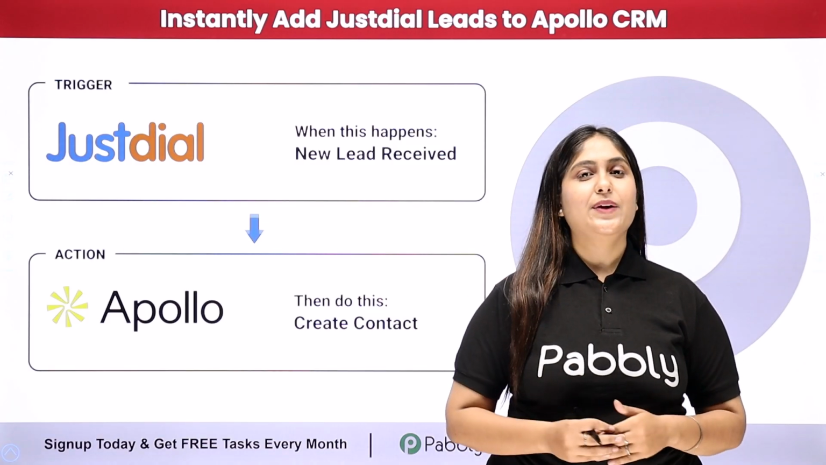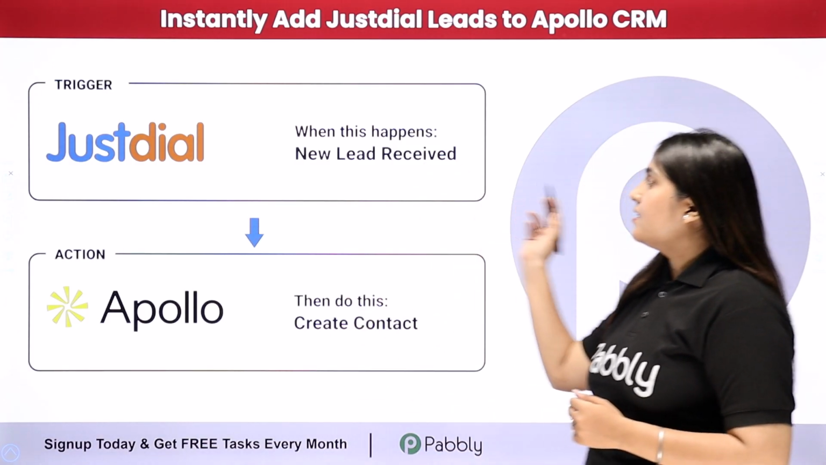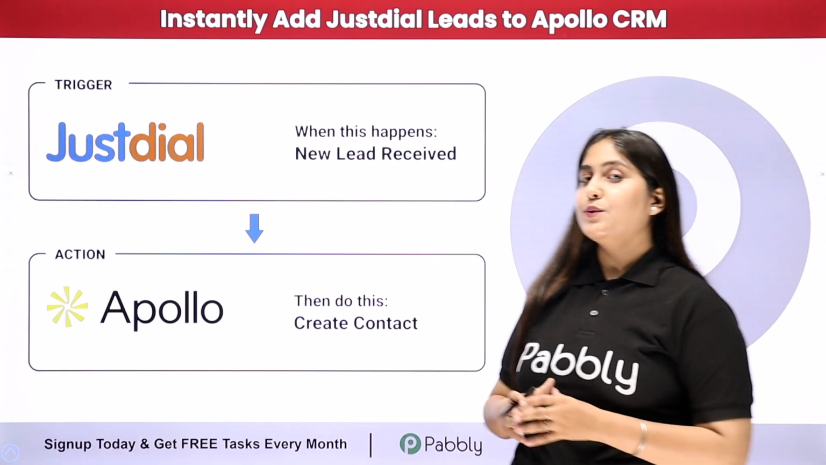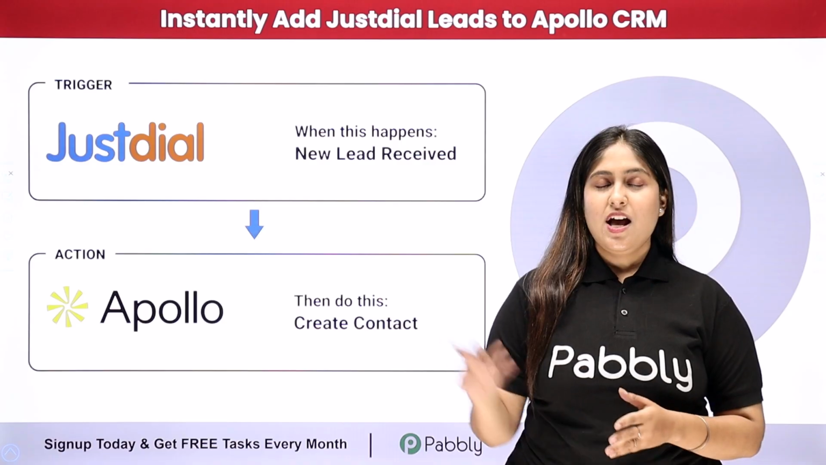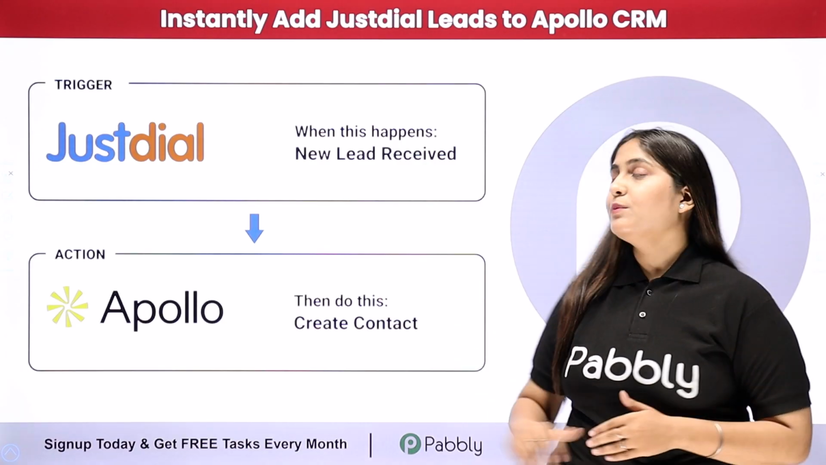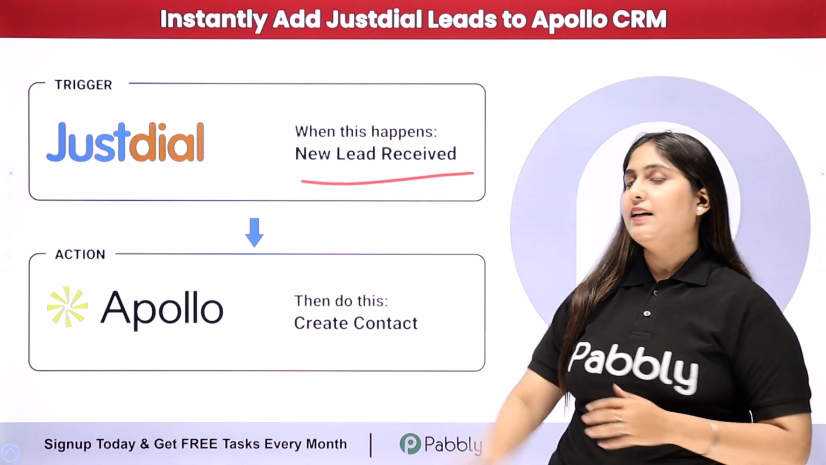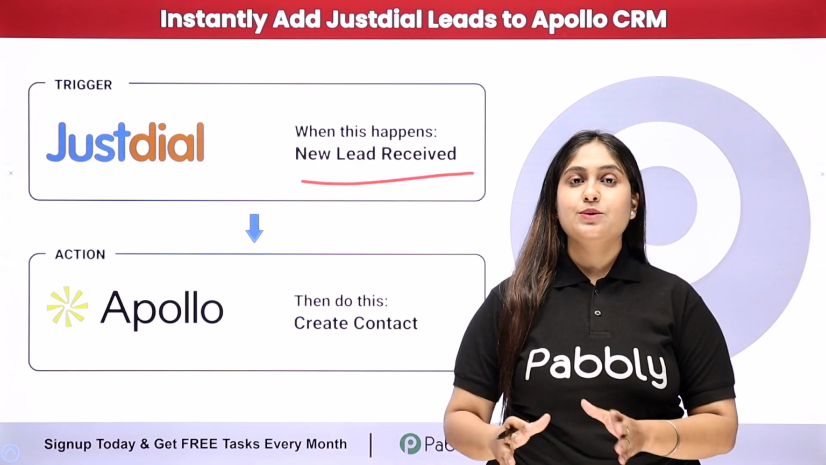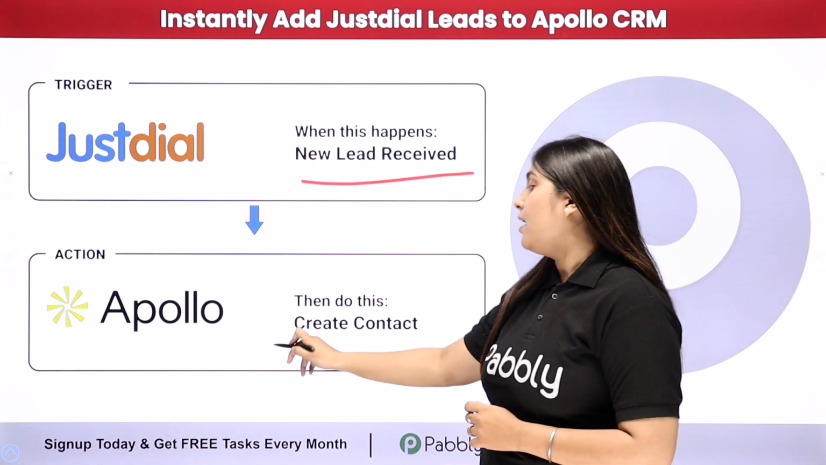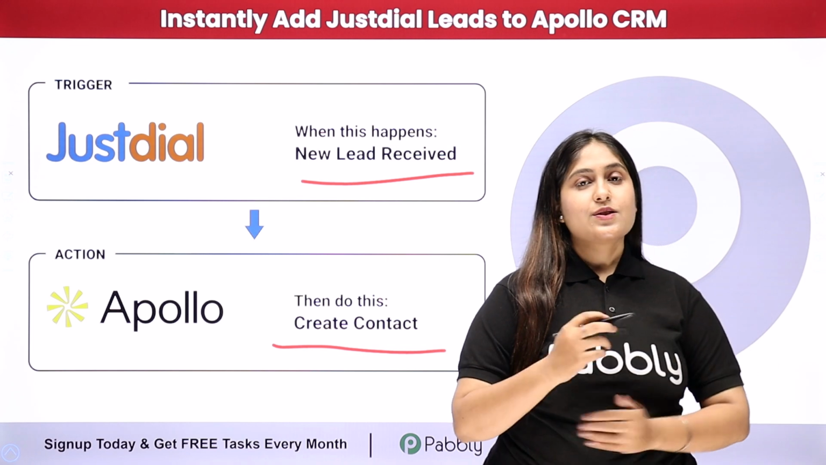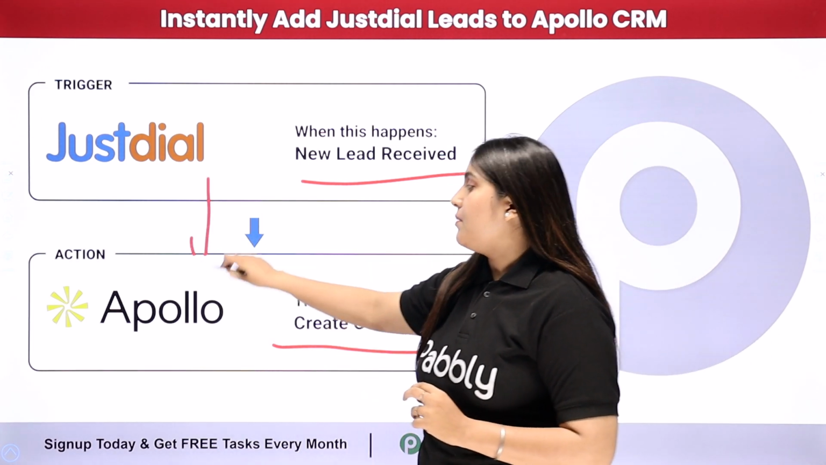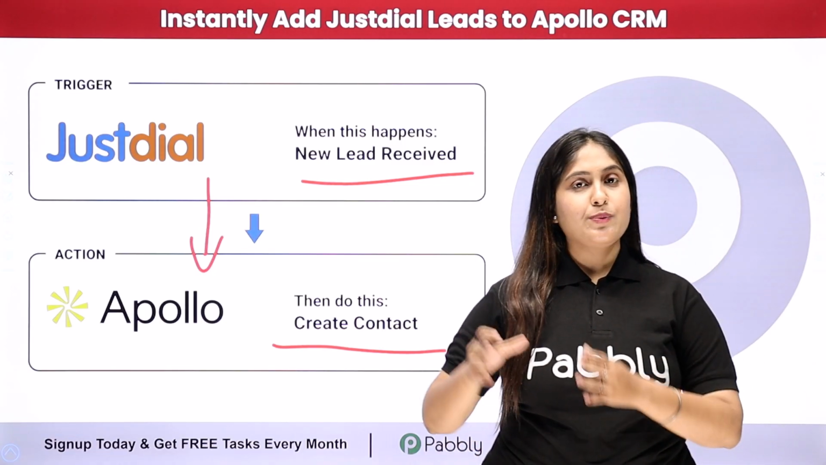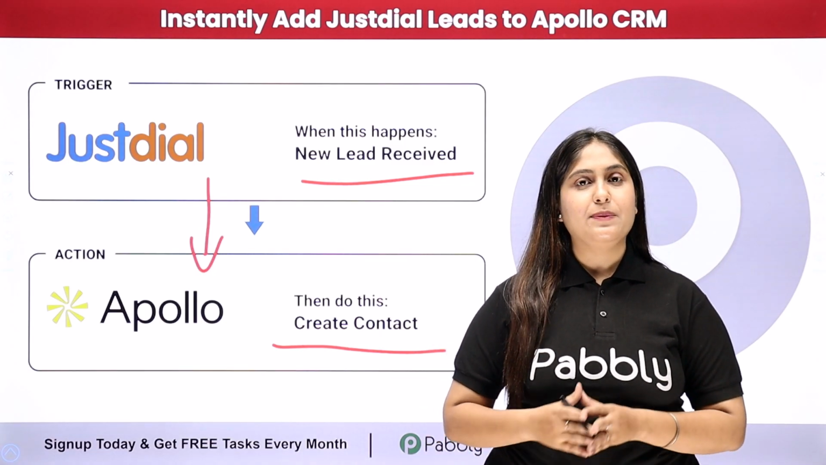In this video we are going to understand how to instantly add Justdial leads to Apollo CRM. So here I receive a lot of leads through my Justdial account, and here my objective is whenever I'm going to receive a new lead, then automatically and instantly that lead should be created as a new contact in my Apollo CRM account. So now here to automate the entire process, I will connect my Justdial with my Apollo account using an automation software named Pabbly Connect.